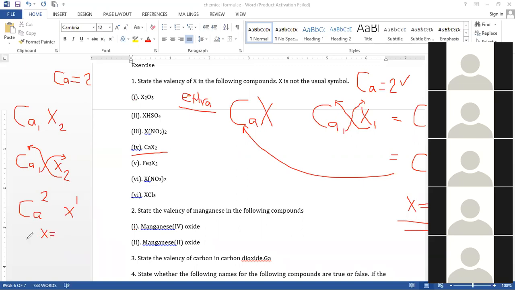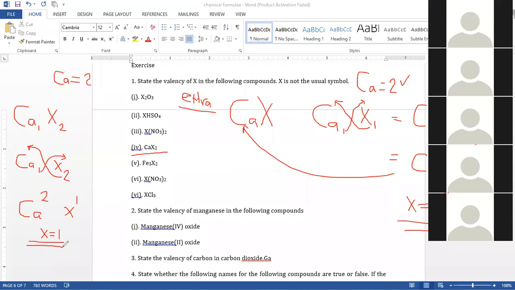Okay, those who are working on their own, what values of X do you have? 1. Perfect. So can I go to part 5? Yes. Again, those who cannot do part 5, before I go to part 5, is there any question? Teacher, yes.